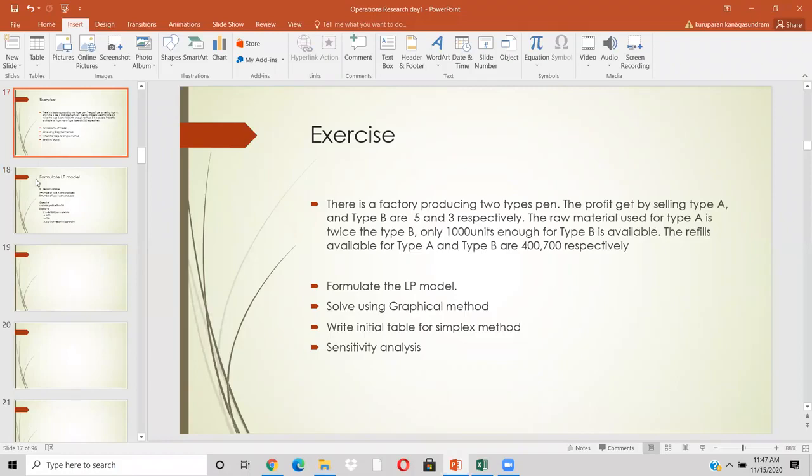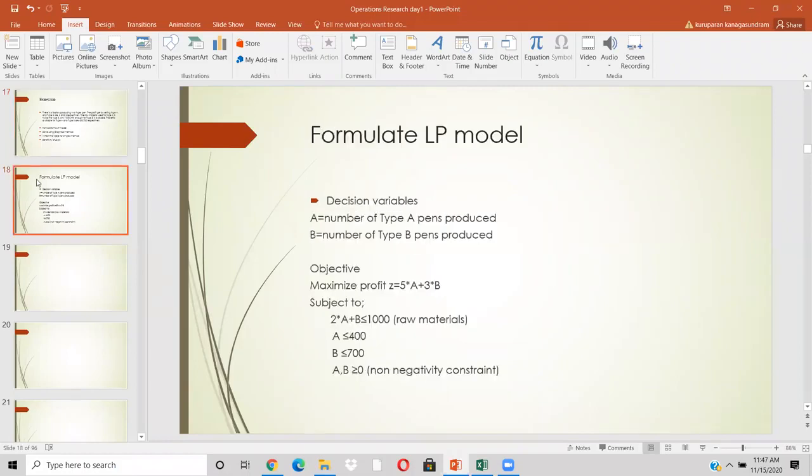First, we will go to the question: whether this can be solved using graphical method or not. First of all, identify whether this can be done by graphical method or not.